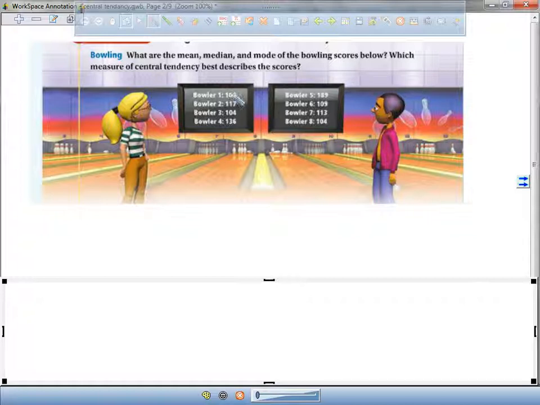So, first thing, let's find the mean. So how do I find the mean? Add them all up and divide by what? So if I did that, I went 104 plus 117 plus 104 plus 136, thank you, Hannah, plus 189 plus 109 plus 113.